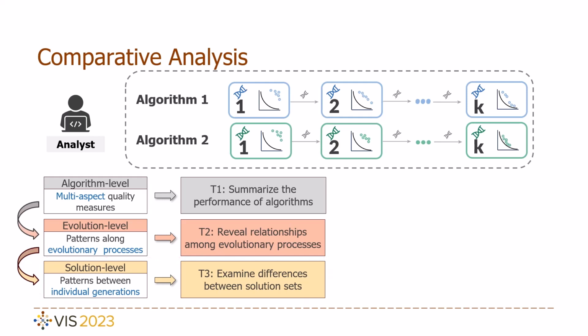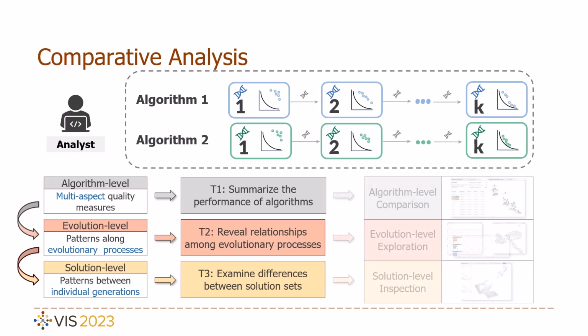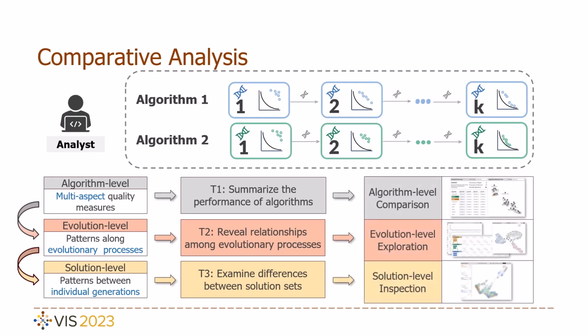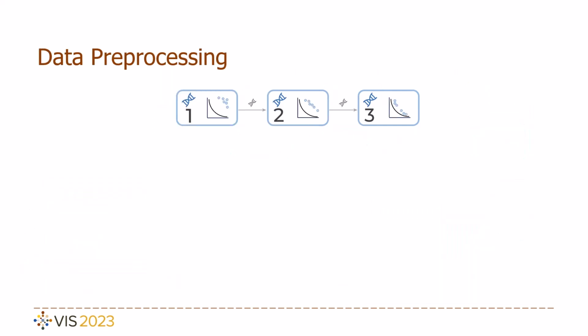We propose a visual analytics framework to support coarse-to-fine comparative analysis of EMO algorithms. The framework consists of 3 interactive visualization modules corresponding to 3 analytical tasks. Before visual exploration, data preprocessing is necessary.